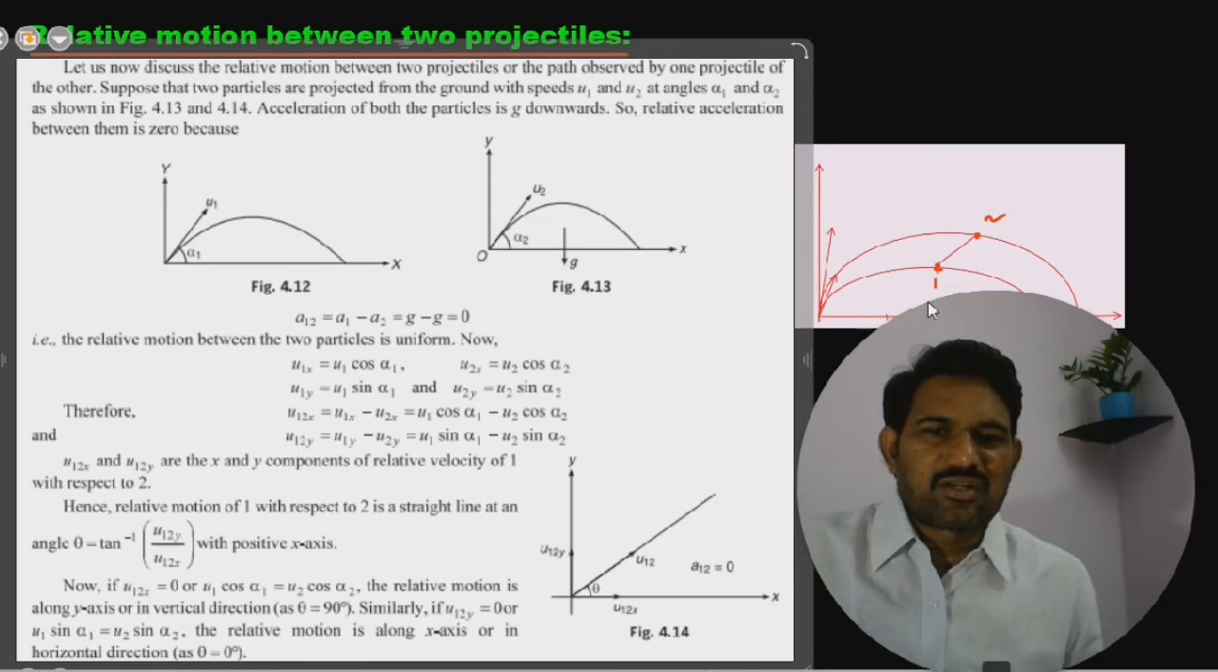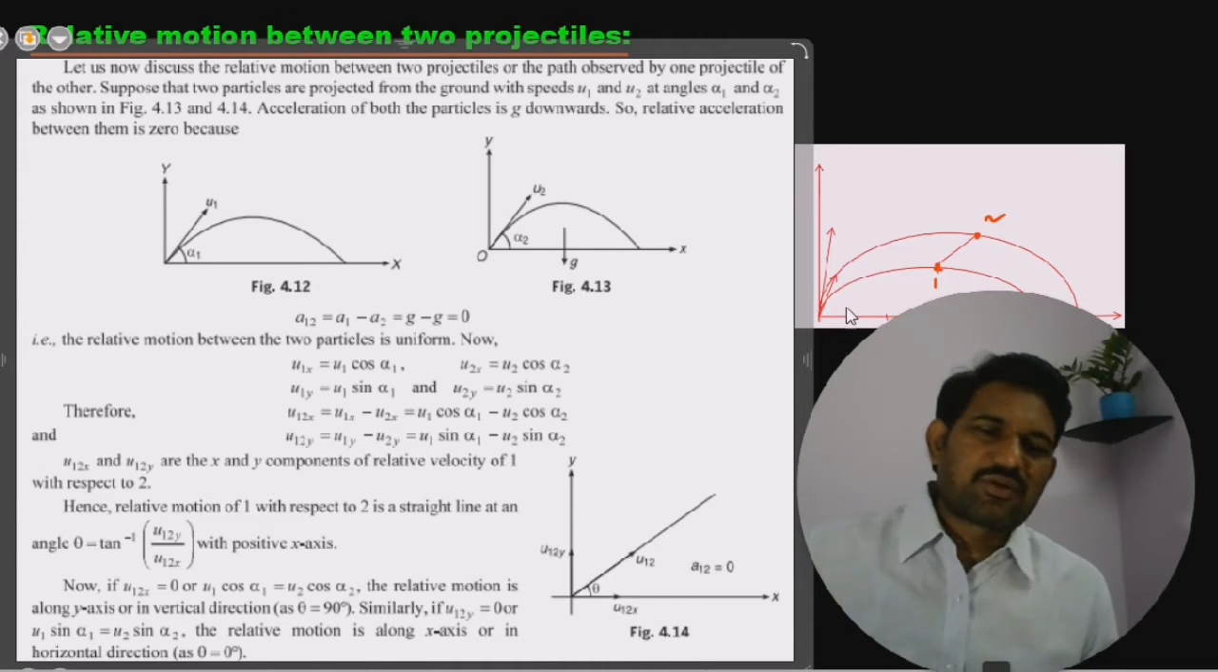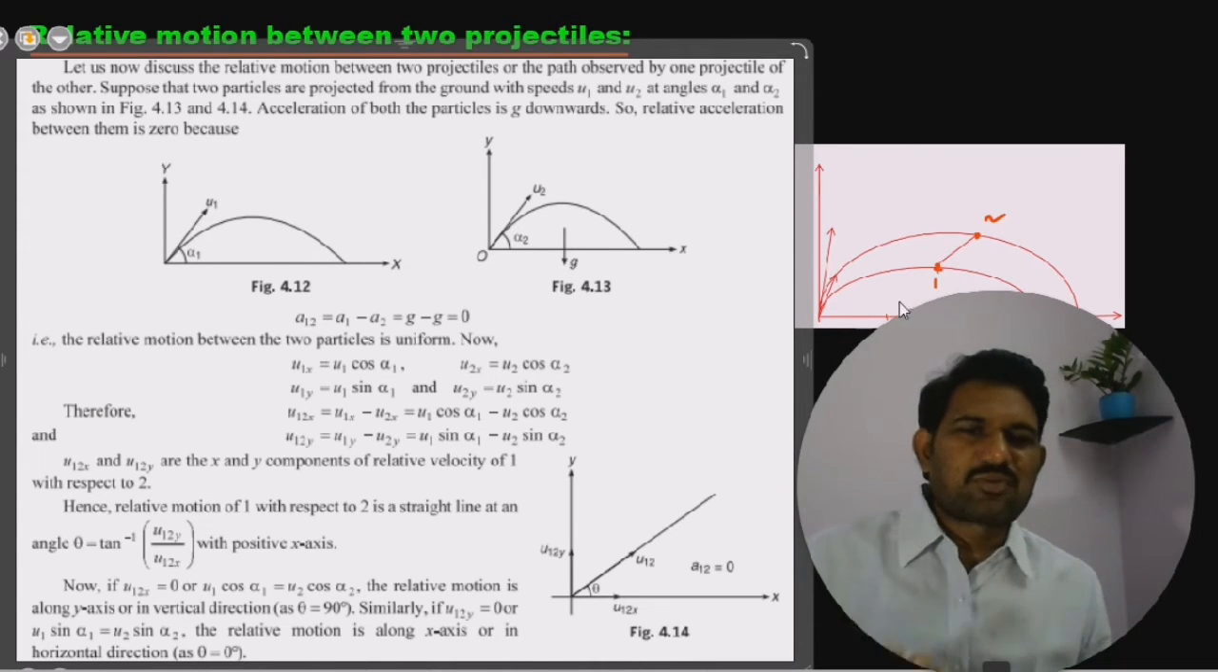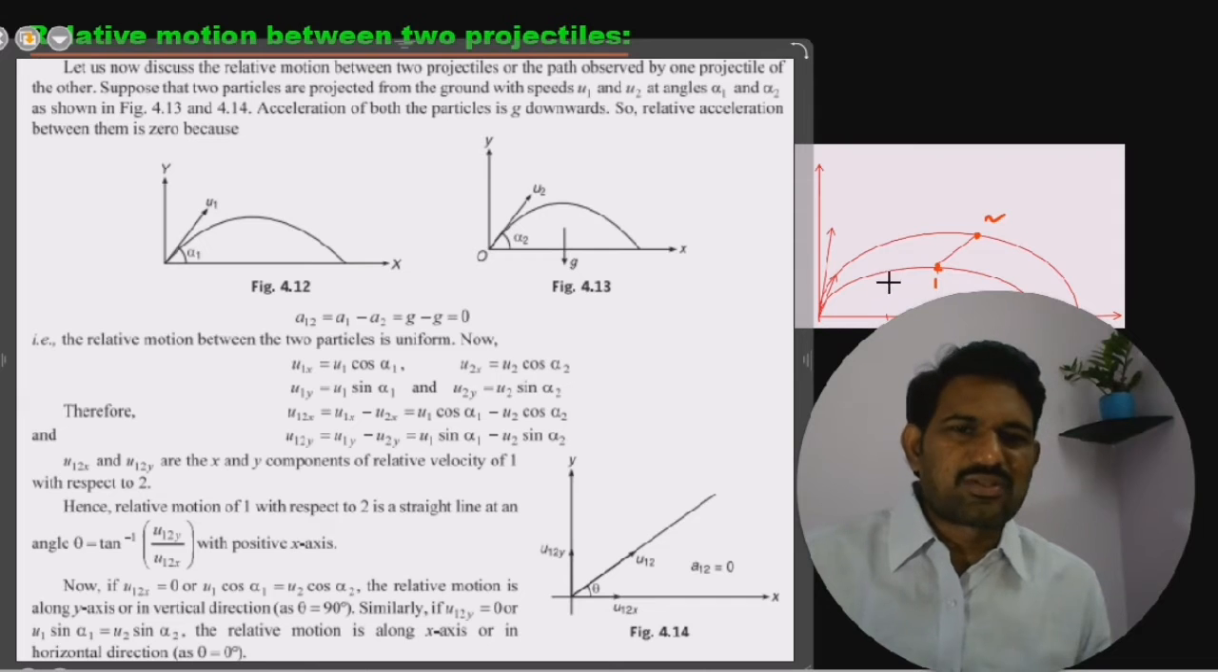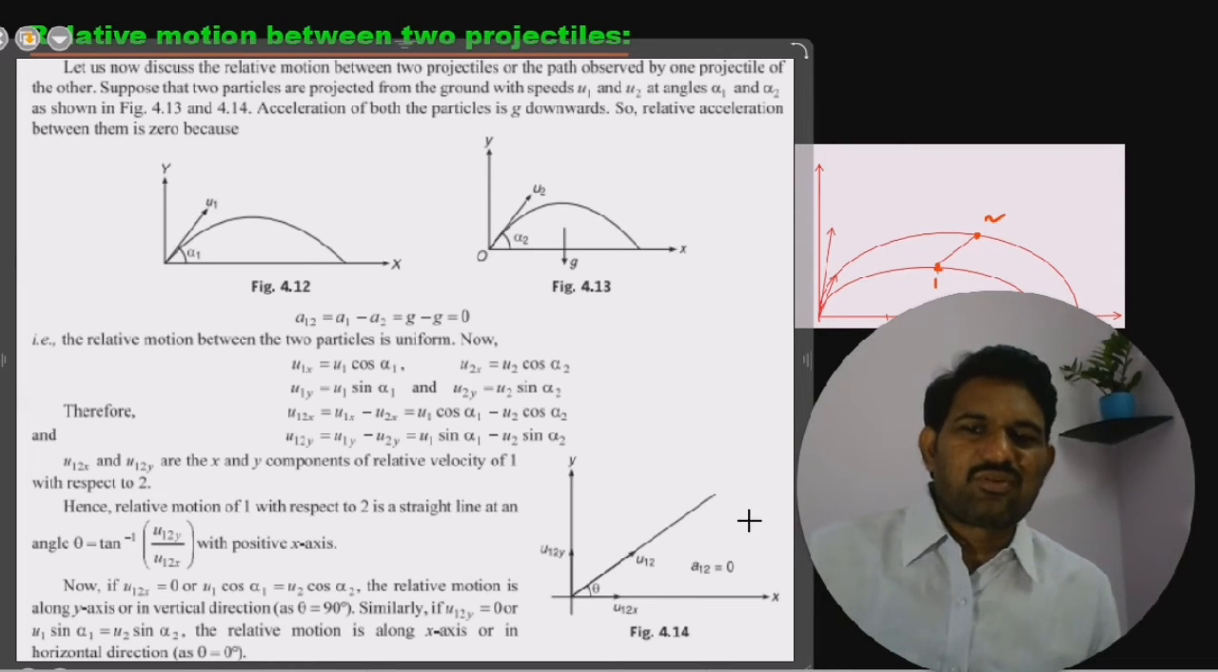We can express it like this: it appears to be moving along this straight line here. Either you may consider 1 with respect to 2 or 2 with respect to 1, it appears to be moving along this straight line, right?